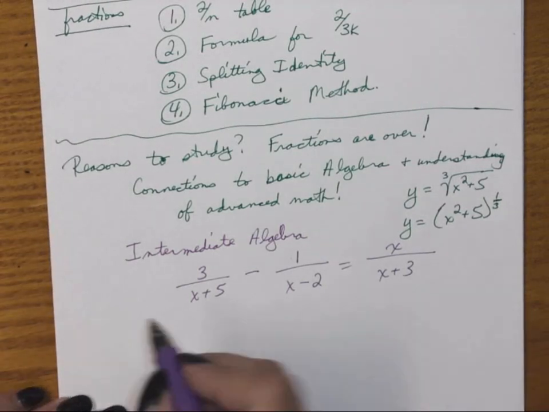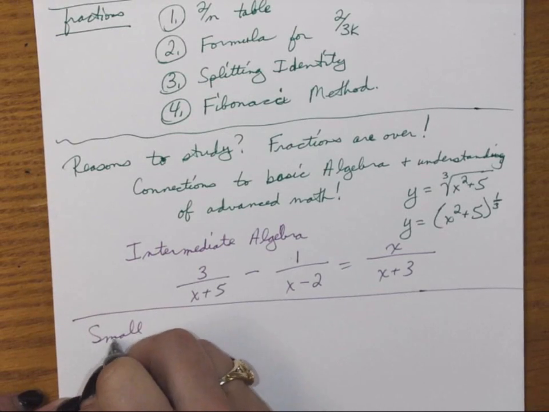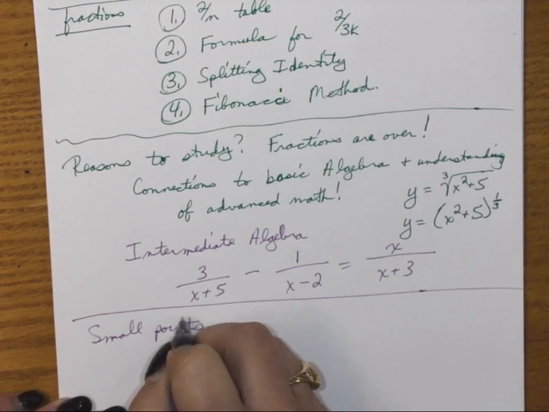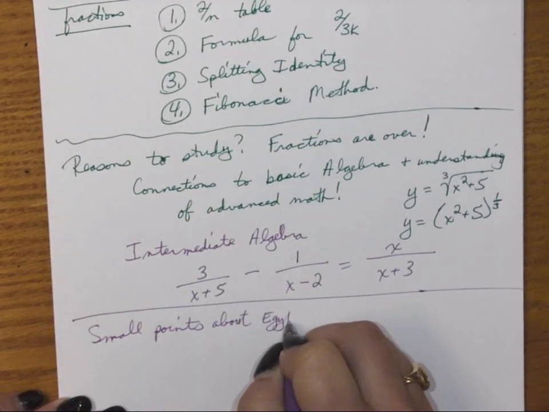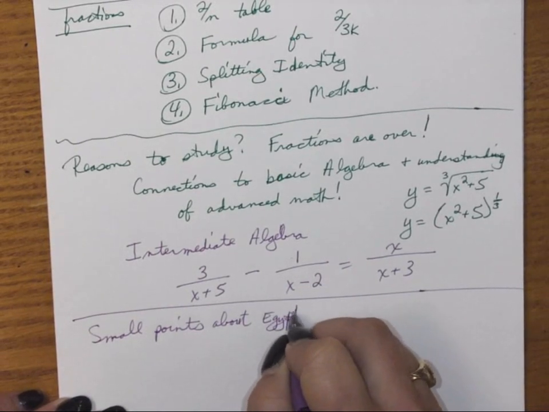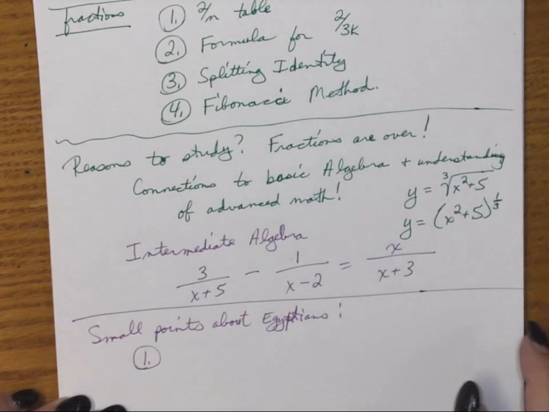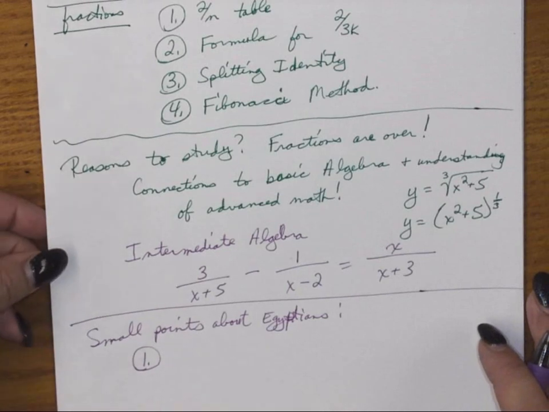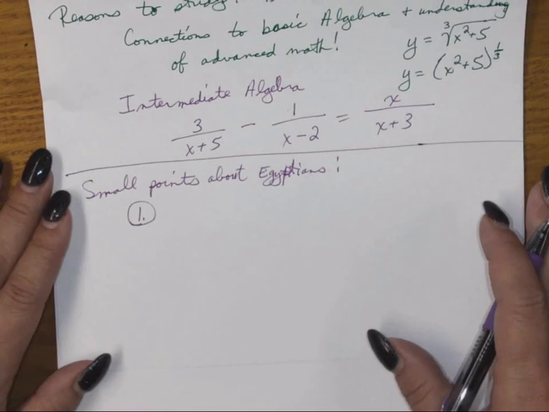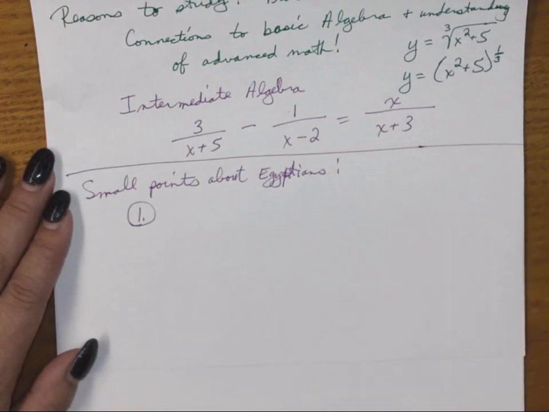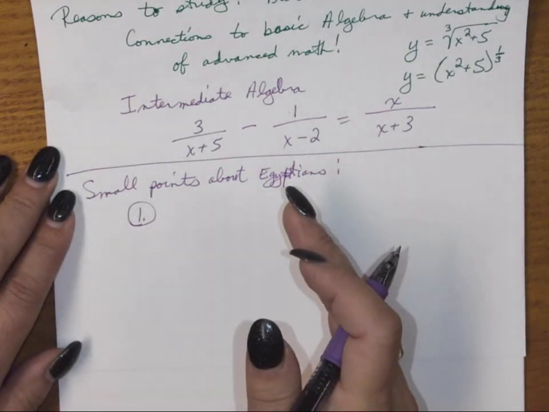Okay, a couple of small points about Egyptians. Sorry about Egyptians. First of all, I cannot spell Egyptians. Sorry about that. The first thing about them is their fractions are very difficult to deal with, right? I know you've noticed this week it's slow and it's tedious. This past week, if you're watching this on Monday, slow and tedious to deal with.